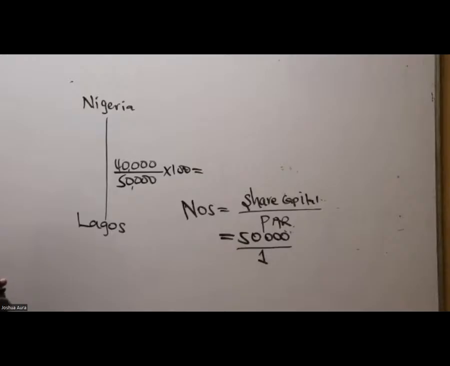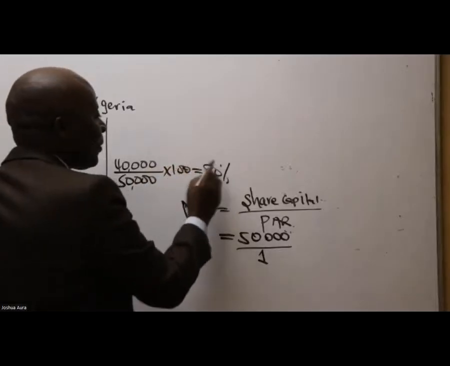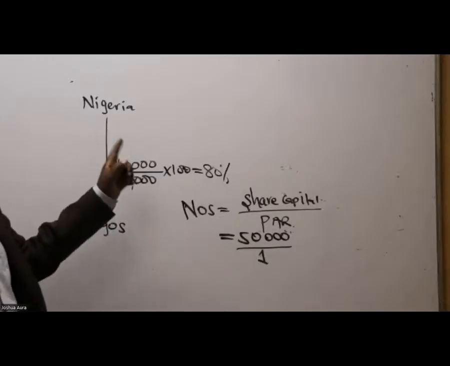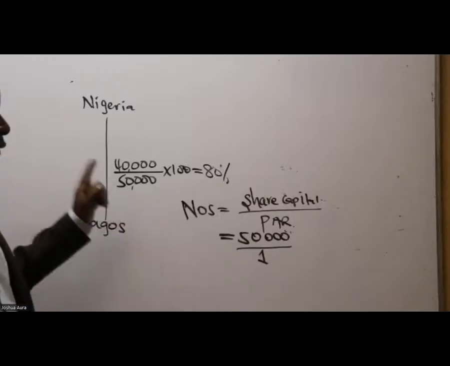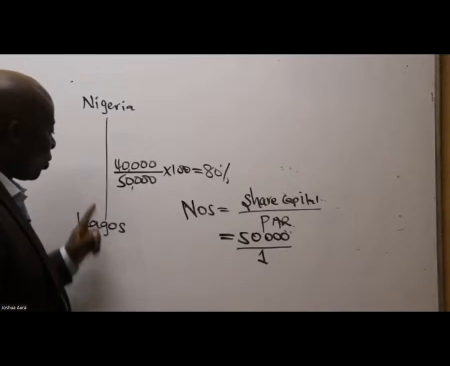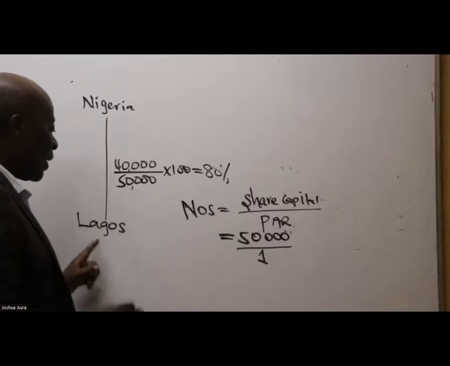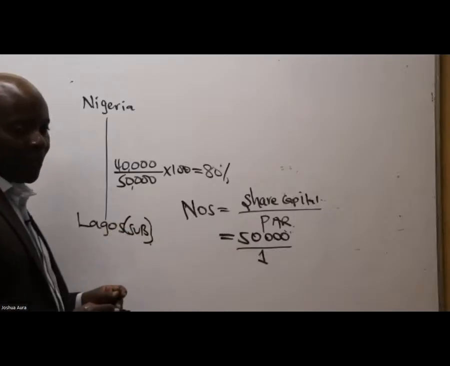What are we getting here? 80%. Nimrod is telling me 80%. Don't you think 80% is way too high? Automatically, that means control. It means that Nigeria is controlling Lagos, so Lagos automatically becomes our subsidiary.